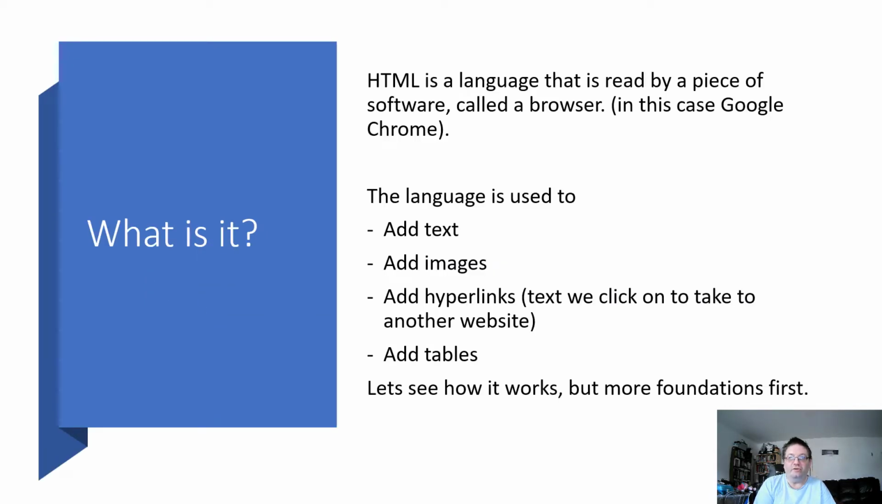HTML is the language that is read by a piece of software called the browser, so we're using Google Chrome here. The language is tag-based, which we'll see later on, and it's used to add text, images, hyperlinks, and tables to a website. That's pretty much a lot of what HTML is for. What you end up with isn't really pretty, but it does get the things onto the website, as we will see. And we'll be looking at how to add the text, the images, hyperlinks, and so on.